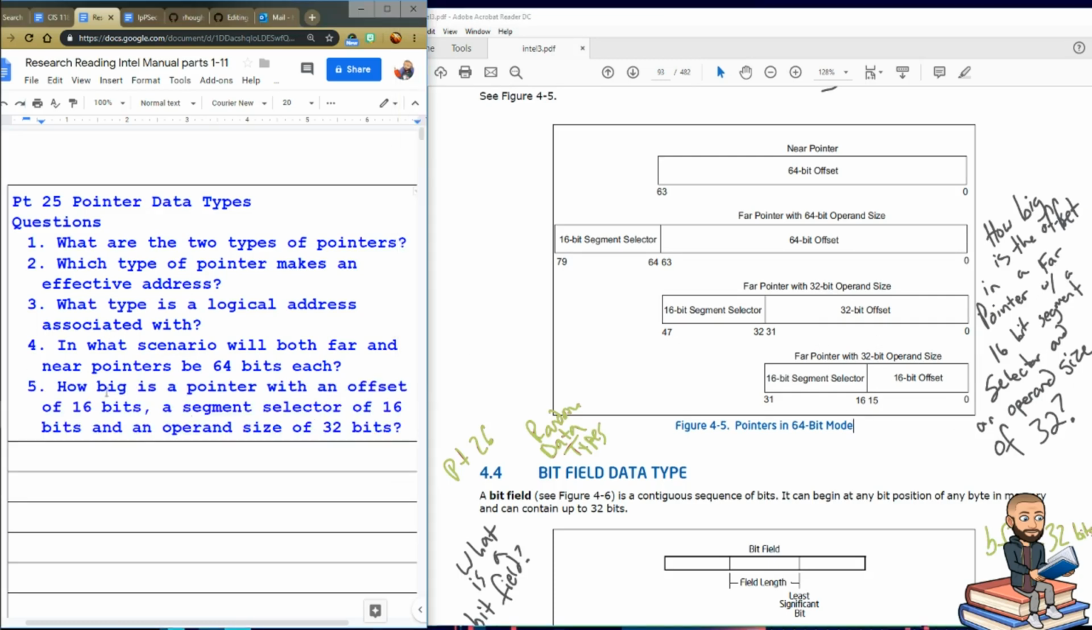Okay, so a much better question. How big is a pointer with an offset of 16 bits, a segment selector of 16 bits, and an operand size of 32 bits? And my answer would be 32 plus 16 and 16 is 64 bits.